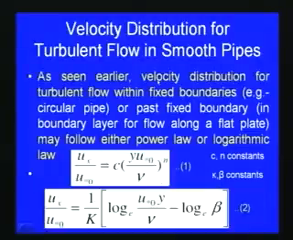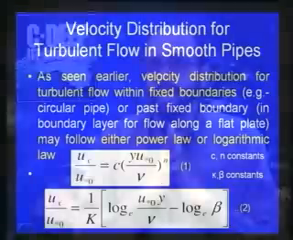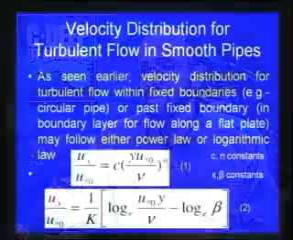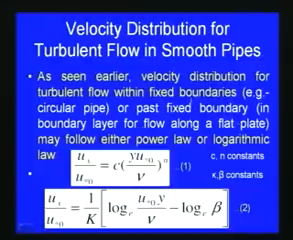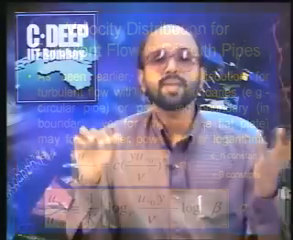First case is the velocity distribution for turbulent flow in smooth pipe. We have already seen the zero equation model with respect to the Prandtl mixing theory which we have discussed earlier. We have seen how to develop the equation for the velocity distribution with respect to parallel flow. In a very similar way, the velocity distribution for turbulent flow within fixed boundaries, for example a circular pipe, or flow past a fixed boundary as in the boundary flow along a flat plate we have seen earlier, may follow either a power law or a logarithmic law.